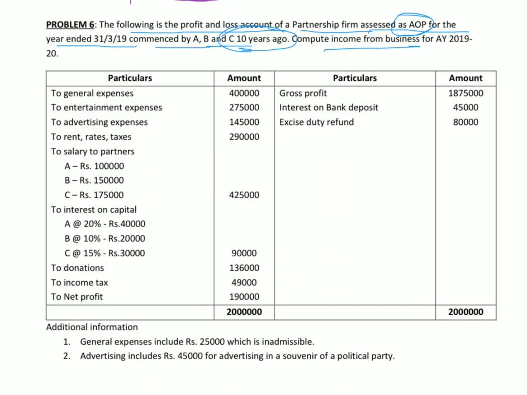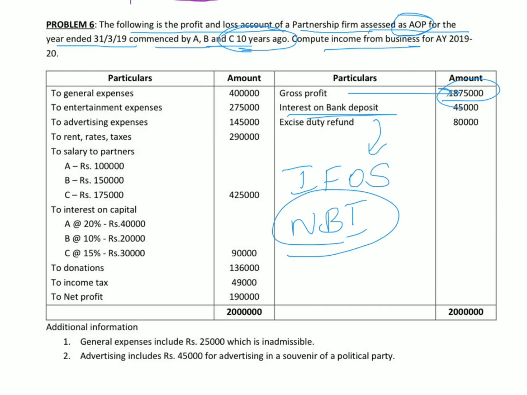So in the problem we have gross profit and we have interest on bank deposit. Interest on bank deposit is taxable under the head income from other sources. So this is non-business income, right? Then we have excise duty. Excise duty is related to business.